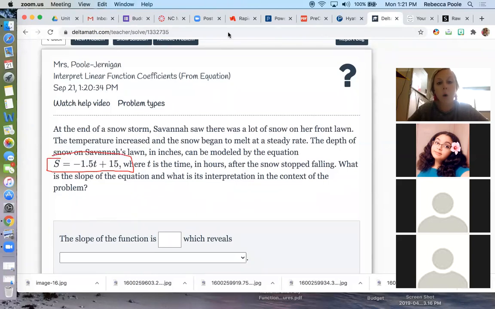So the question says the slope of the function is what? So what is the slope? -0.5. Good. It's the number attached to the x or the t, which is time, right? Because this is still y equals mx plus b. They just used an s for snow and a t for time. So what does the -0.5 mean?